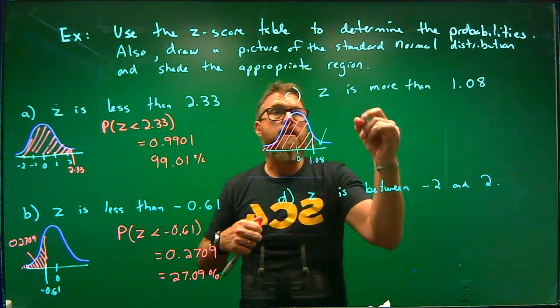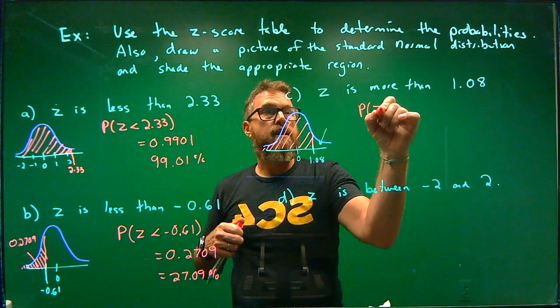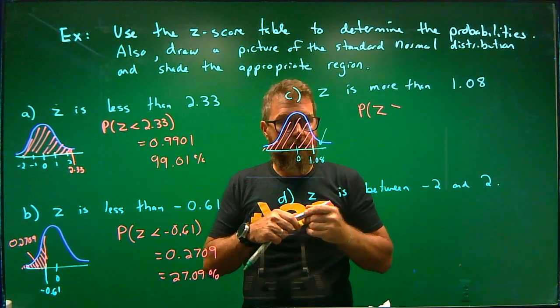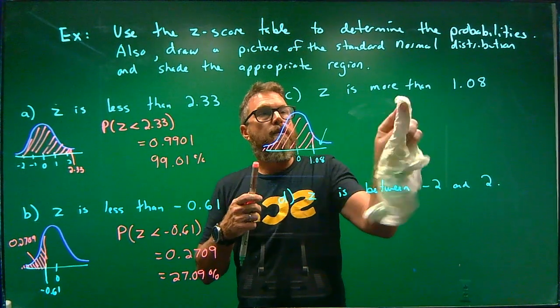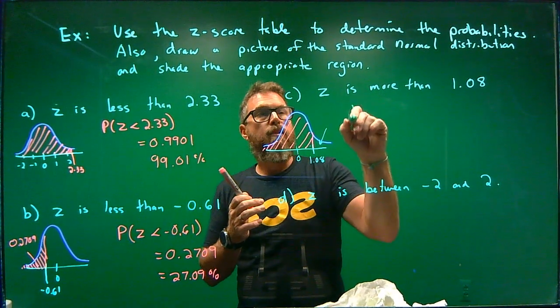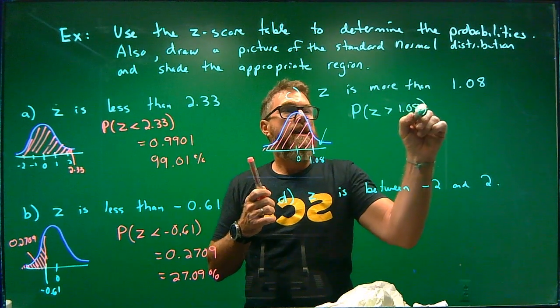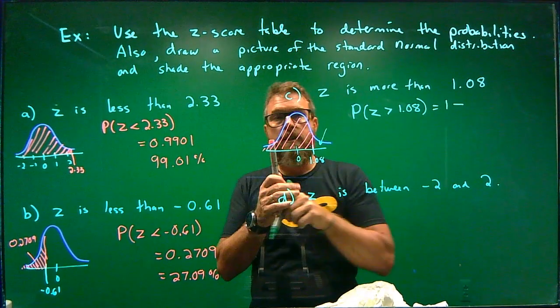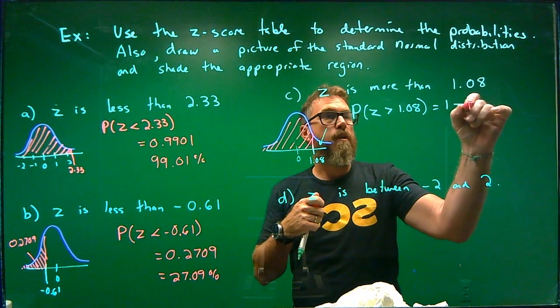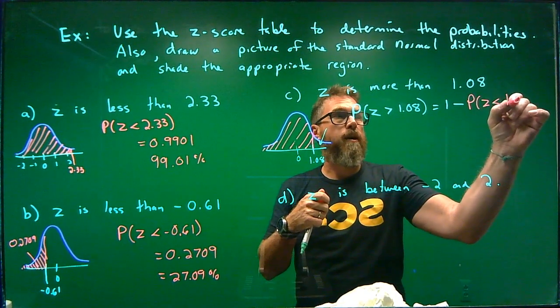So what that means is the probability that z is greater, let's do this in a different color, so the probability that z is greater than 1.08 is going to be equal to 1 minus this pink, which is the probability that z is less than 1.08.